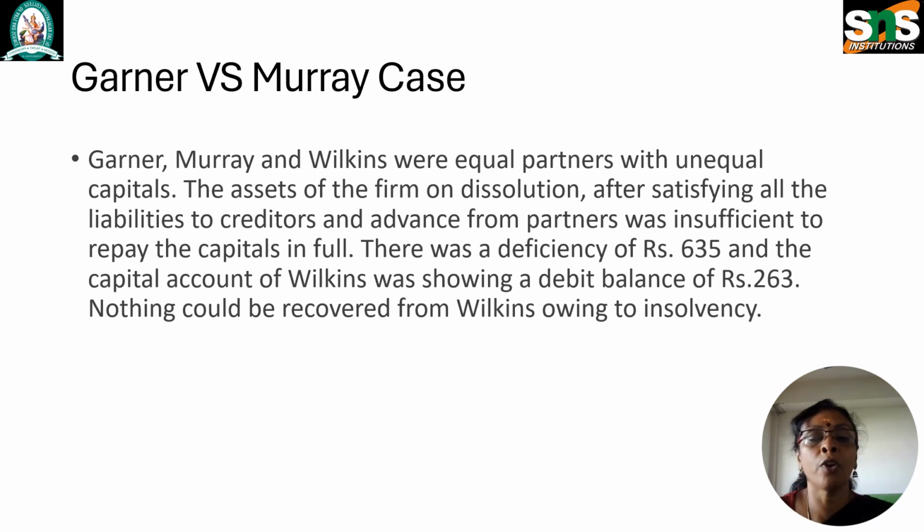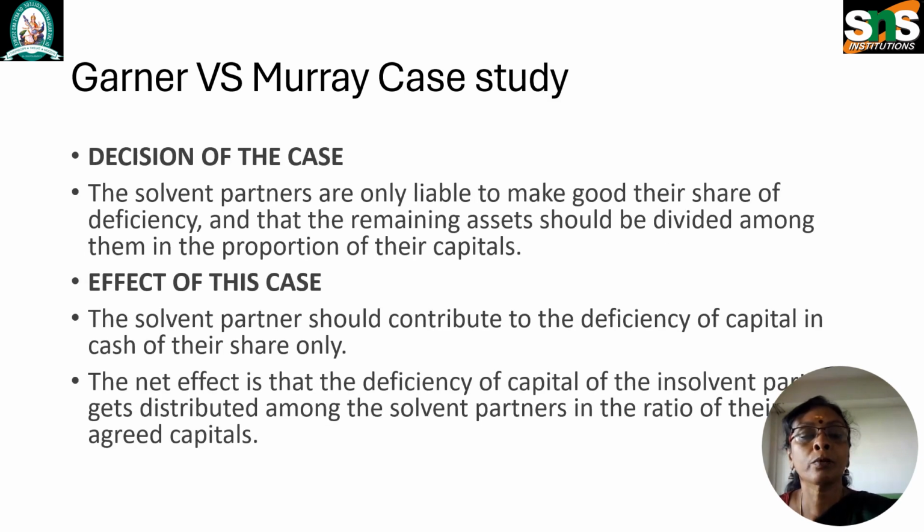Here, in the Garner versus Murray case, Garner, Murray and Williams were equal partners with unequal capitals. The assets of the firm on dissolution, after satisfying all the liabilities to creditors and advances from partners, were insufficient to repay the capital in full. There was a deficiency of rupees 635 and the capital account of Williams showed a debit balance of rupees 263. Nothing could be recovered from Williams owing to insolvency.